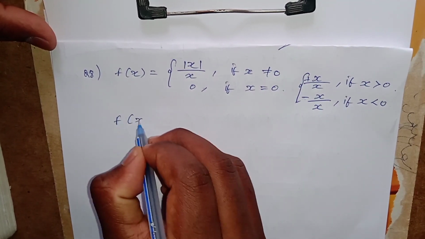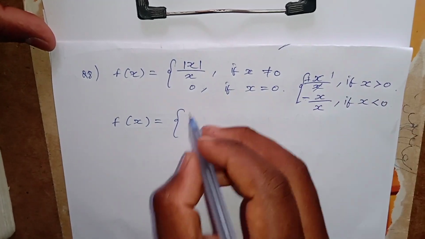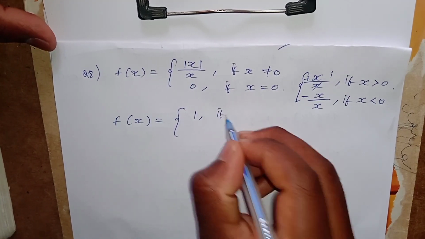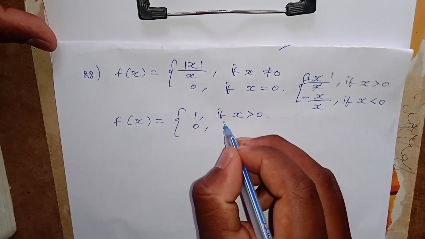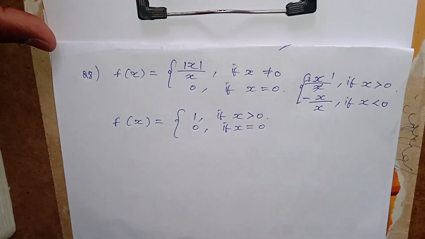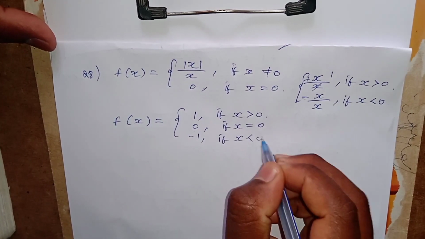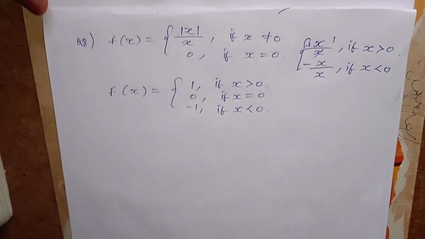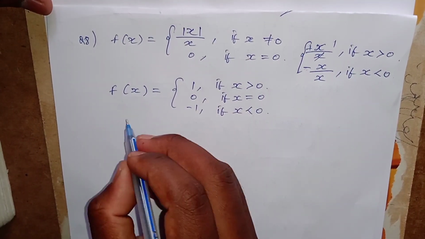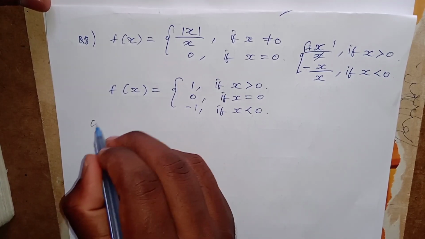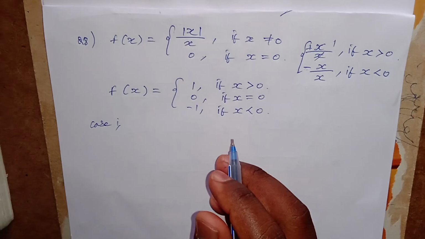Finally f of x is equal to, here if you cancel, 1 if x is greater than 0, 0 if x is equal to 0, minus 1 if x is less than 0. These are my conditions. Here you can take the cases for finding all points of discontinuity.